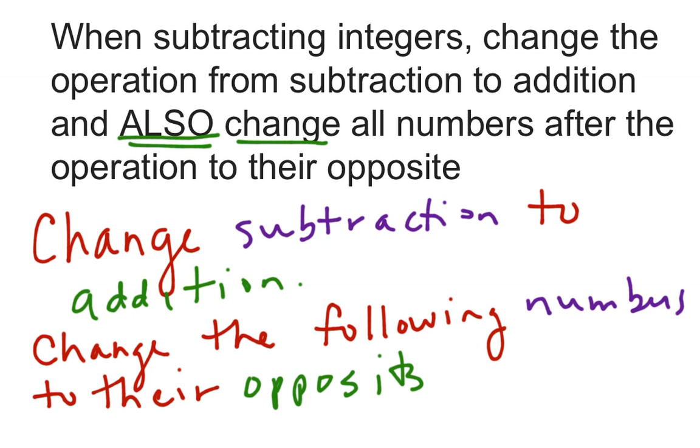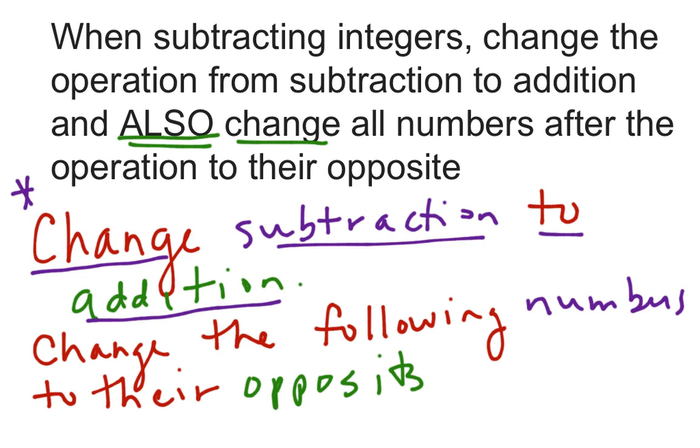A simpler, shorter way would be to say change subtraction to addition. So that's what I've written down here. Another way to say it: change subtraction to addition. So we're changing the operation of subtraction to addition, and then change the following numbers to their opposites.